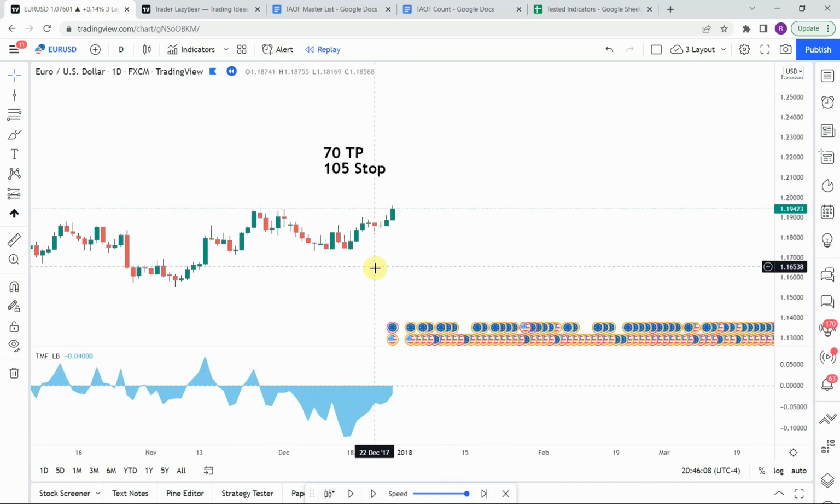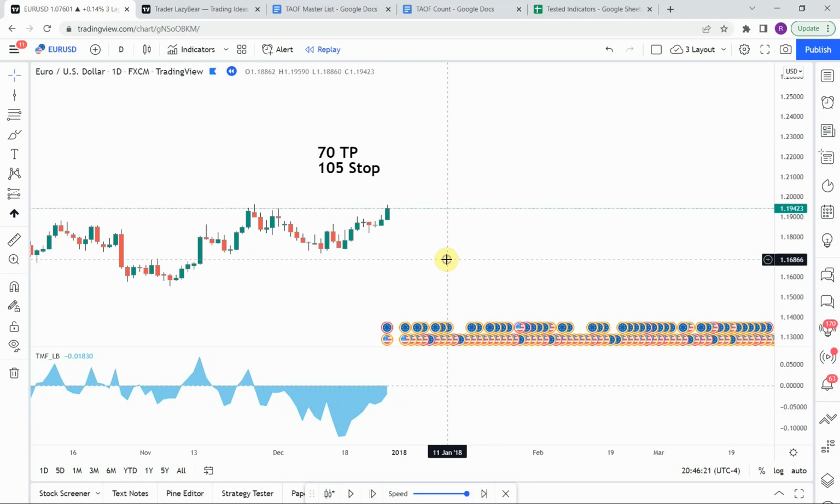And so the setup on this is pretty easy. When we get that cross to the downside of the zero line, then we are going to go short. When we get the cross up to the upside of the zero line, then we are going to go long. And so, like I said, pretty simple. Let's go ahead and get on with the testing and see what we can get out of it.